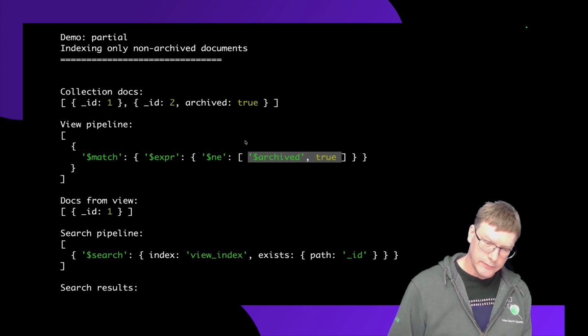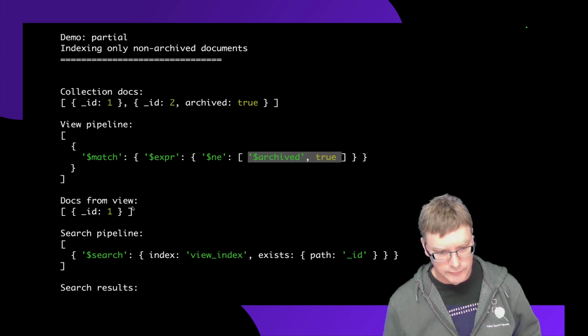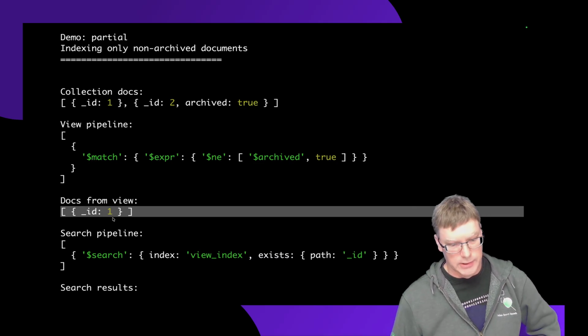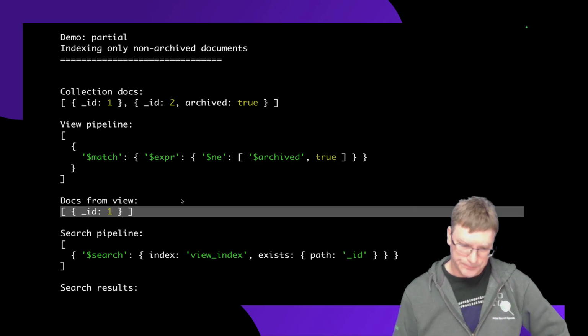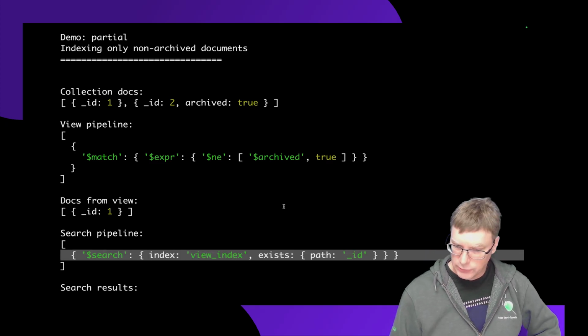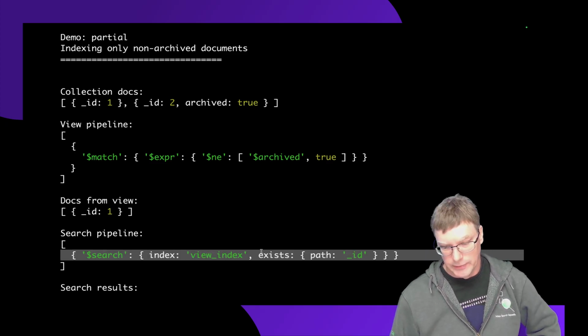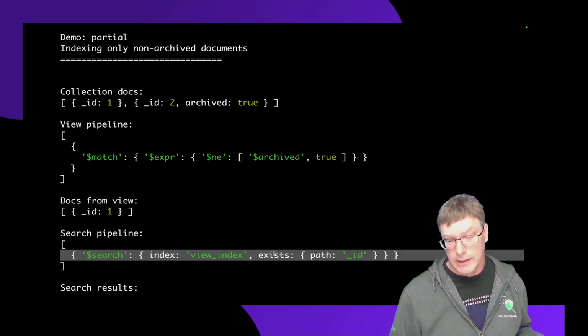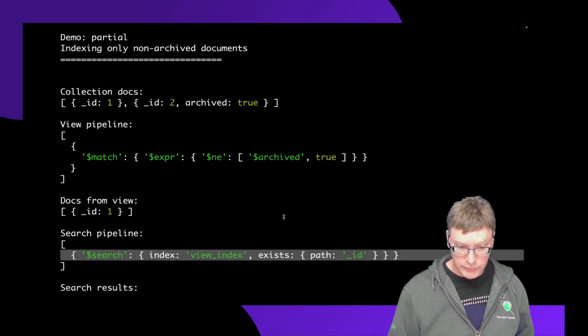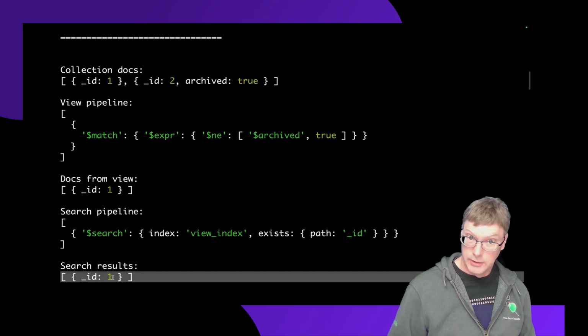And looking at the view, we can simply do a find on the view, and we only see that one document that is not archived. And then when we do our search, in this case, it's just a degenerate search here that only looks to see if the document has an ID. So effectively matching every document that is visible from that view. And the results are only that one document is returned.